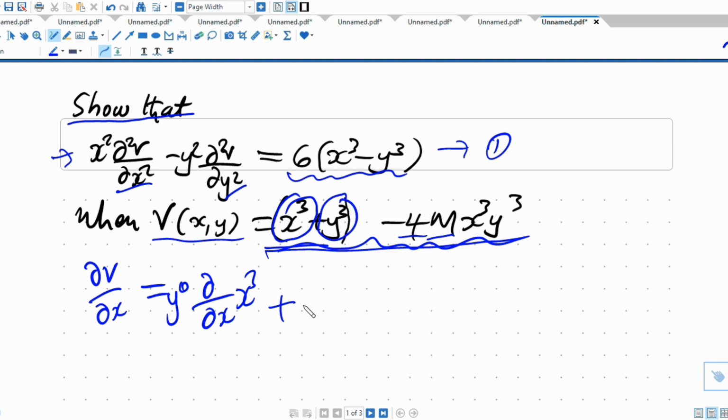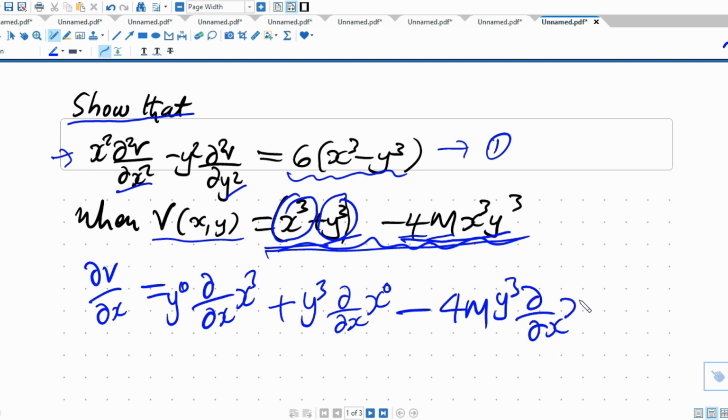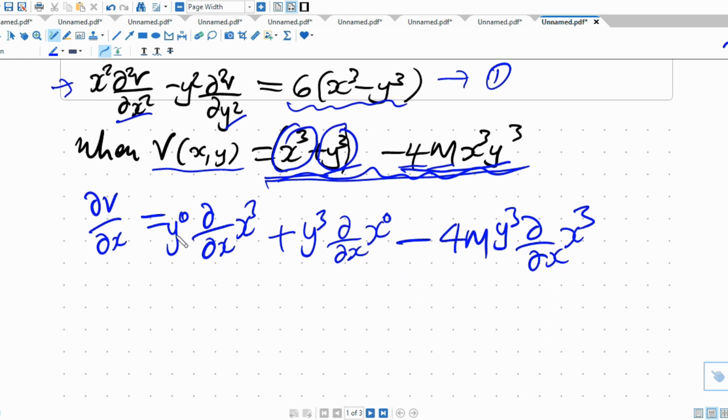So in this case, when you take y cubed, and since we are differentiating with respect to x, our x here is going to be to power 0. The fact that the value of x is absent here does not mean it is absent, but x is to power 0, right? And then we proceed to 4m, those are constants. Another constant is y cubed from this expression, and then we proceed to differentiate x cubed with respect to x. Let's differentiate now.